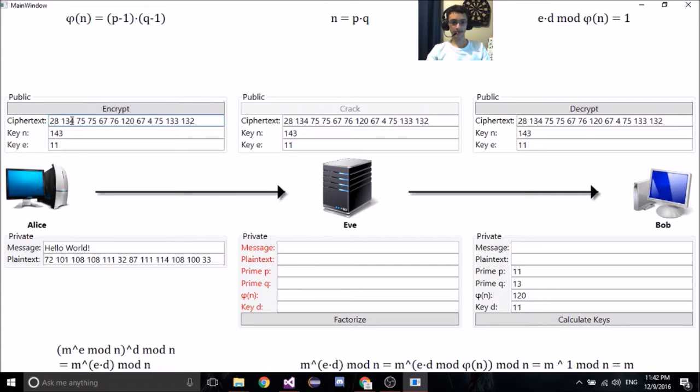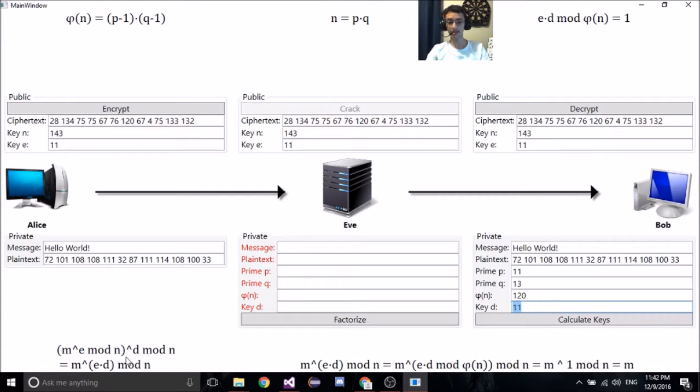Then, in order to use this encryption, we transfer the ciphertext over to Bob. Bob decrypts it, and he gets hello world back. Now, what happened there? Well, what Bob did was he took the exponent of 28 to the power of d, which just also happens to be 11. It doesn't have to be the same number, but they do have to be specific numbers.